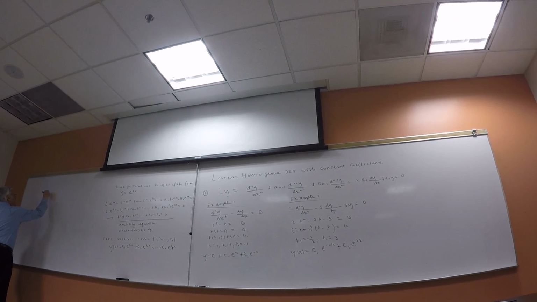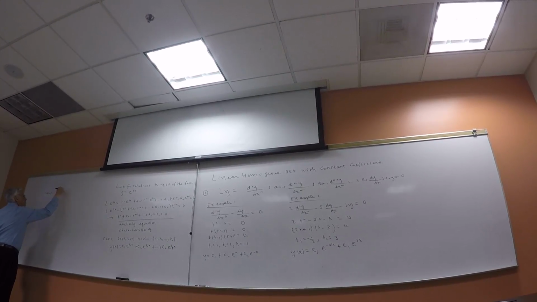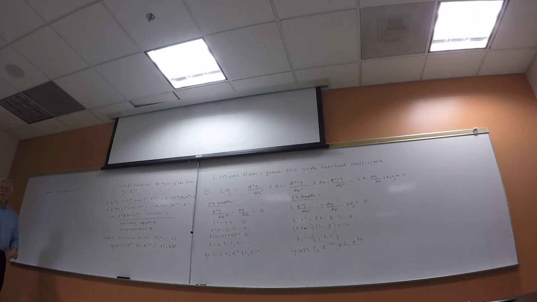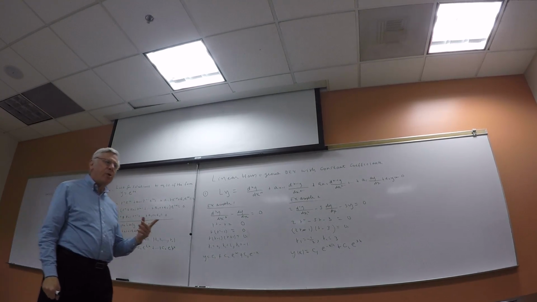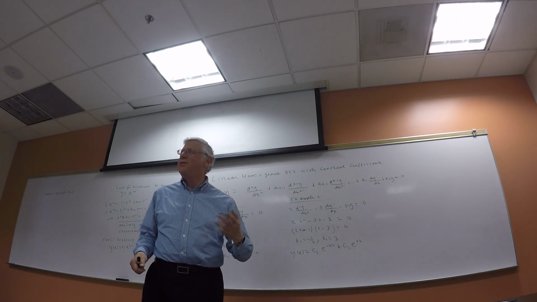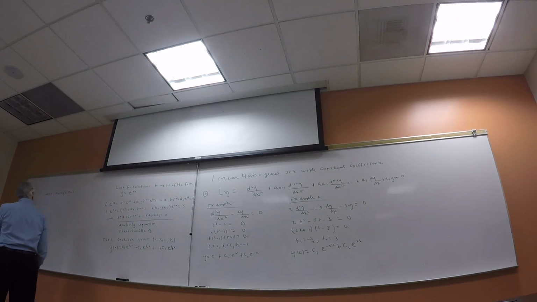Case 2 now. We have a multiple root. Maybe it's a fourth order equation and you've got two distinct ones, but maybe r equals 3 is a double root, okay? Let's do the case of a double root first. Case of multiple roots, okay.